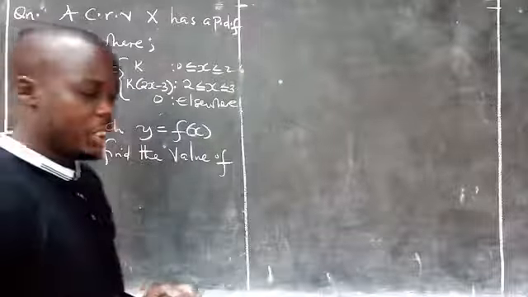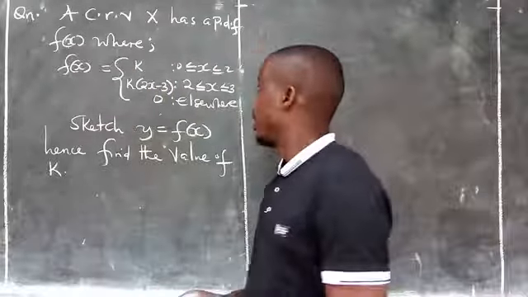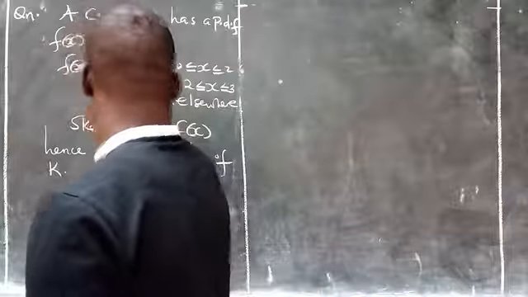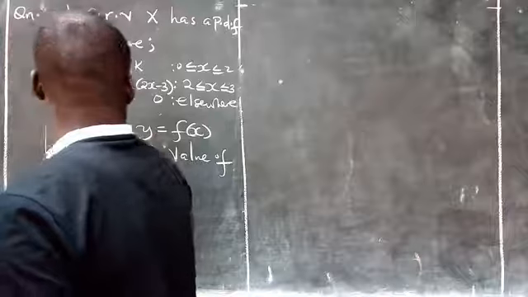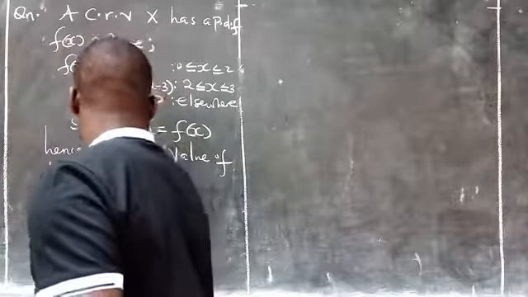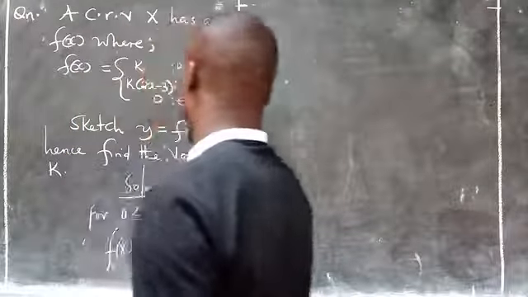Good. Now we are going to still follow the same procedures like we did in the previous question. And what are we going to do? We are going to begin with the very first range. I'll say for the range 0 less or equal to x less or equal to 2, we can see that our f of x is already k.